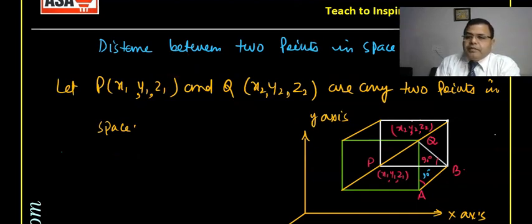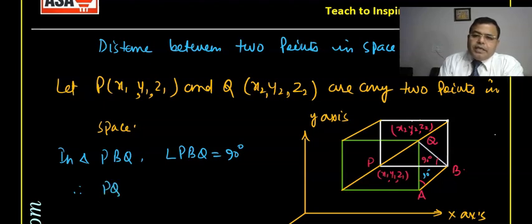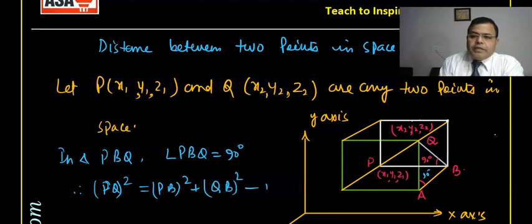Q is just at the vertex above B, so the coordinate of Q is x2, y2 and z2. QB is a straight line, PB is also a straight line, and these two are perpendicular to each other, therefore this will be 90 degrees. Now in triangle PBQ, angle PBQ is 90 degrees, therefore by using the Pythagoras theorem, PQ is the hypotenuse. So PQ square is equal to PB square plus QB square. This is the first equation.